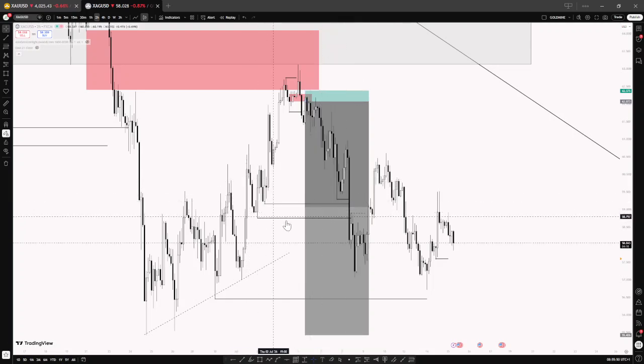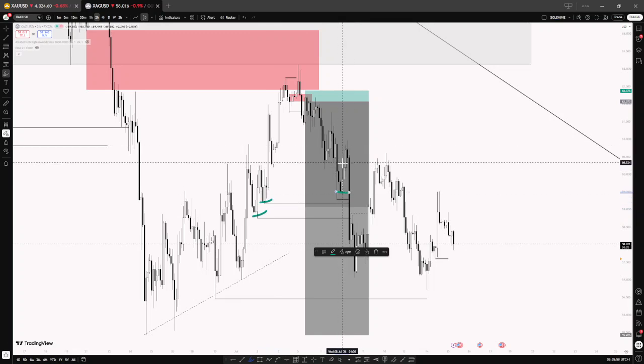But here we have multiple points of interest. We have one here, we have one here, we have another one here, and finally here. So because they are all available to be taken, I would not take a direct entry. So obviously price reacted from here. So I'm just going to make this fast because I wasn't on seat when this happened.